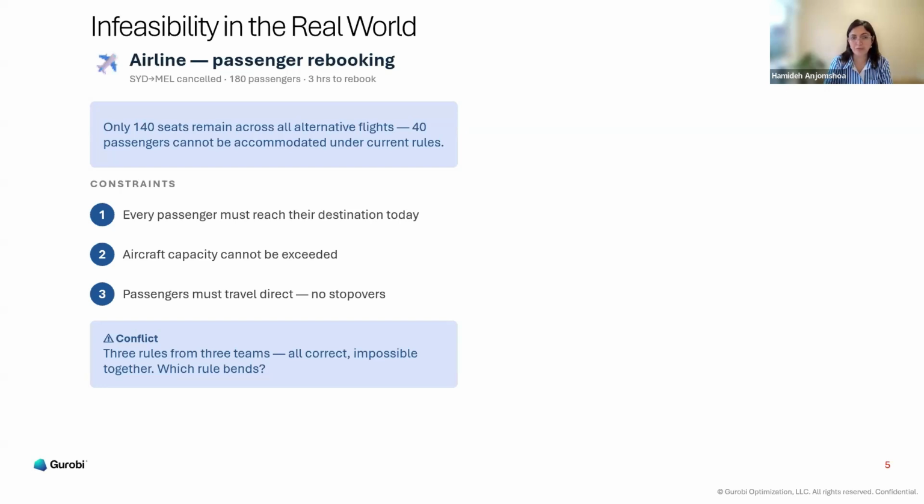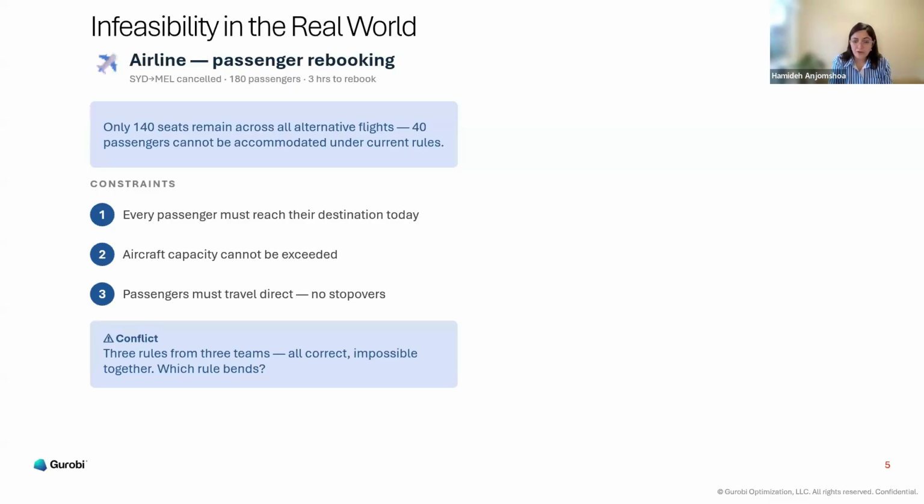They have a flight from Sydney to Melbourne cancelled with 180 passengers, and we have 3 hours to rebook them. The planner looks at the schedule and says, okay, 140 seats remain available across all of the alternative flights that we have. But ouch, 40 passengers cannot be accommodated under the rules.